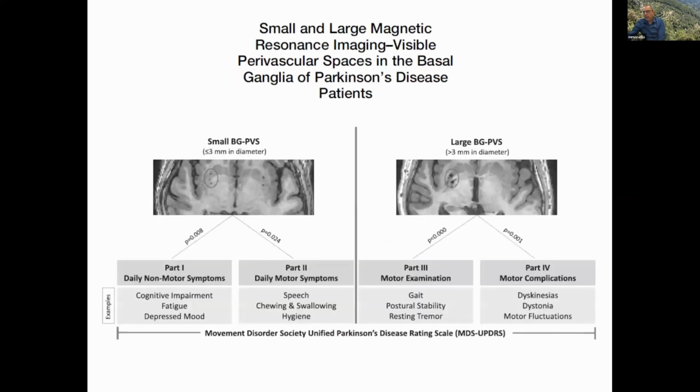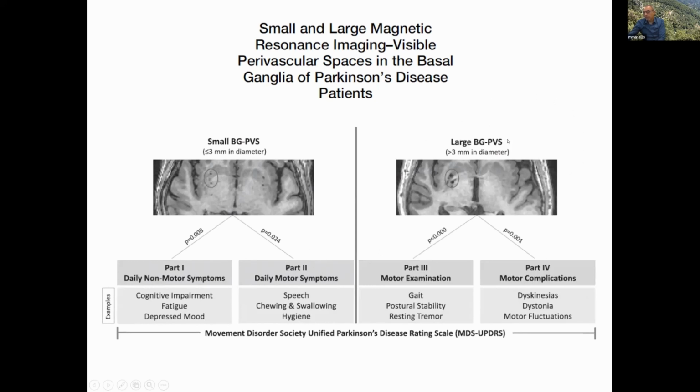And so when we looked at small basal ganglia perivascular spaces, which are less than 3 millimeters in diameter, versus large basal ganglia perivascular spaces, which are greater than 3 millimeters in diameter, we found different associations with the data. So the small perivascular spaces were associated with measures on the part 1 daily non-motor symptoms of the MDS-UPDRS, as well as the subjectively rated daily motor symptoms on the part 2.